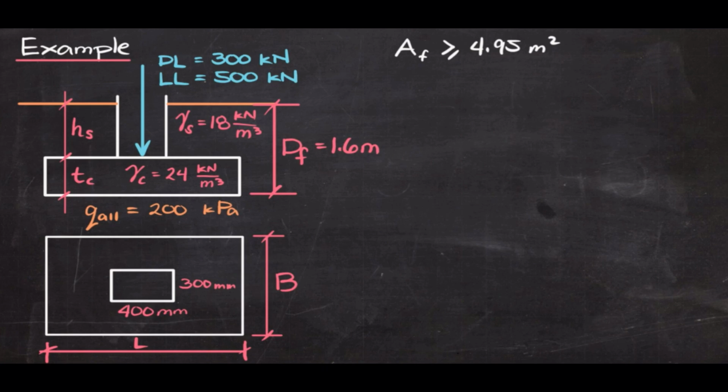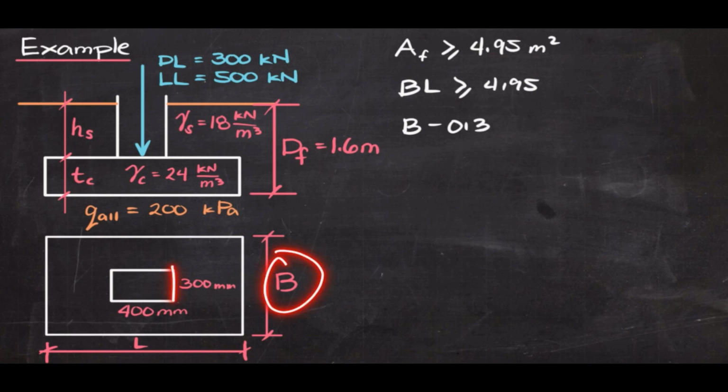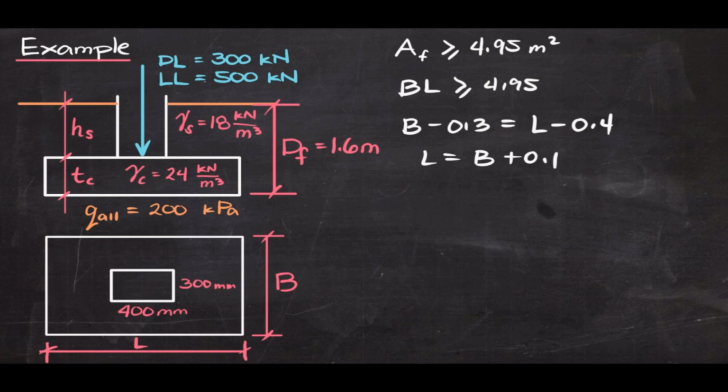Now, we know that the area is of course B times L. That should be greater than 4.95. From my recommendation, B minus 0.3, the corresponding column dimension, must be equal to L minus 0.4, or L is B plus 0.1 meters. Substituting L into that inequality, we have B times (B plus 0.1) must be greater than 4.95.